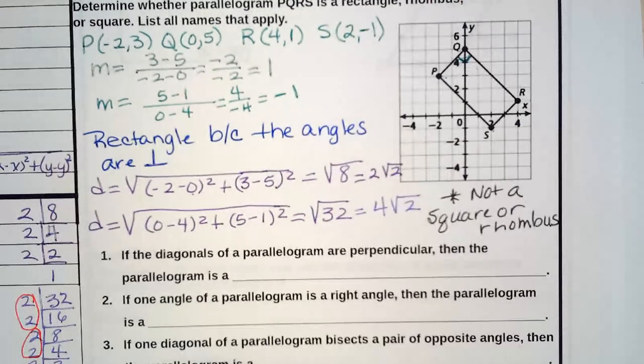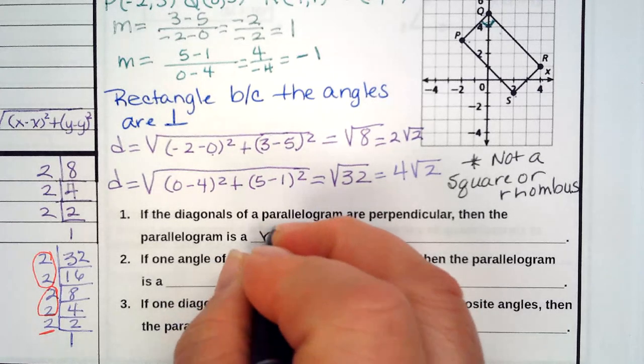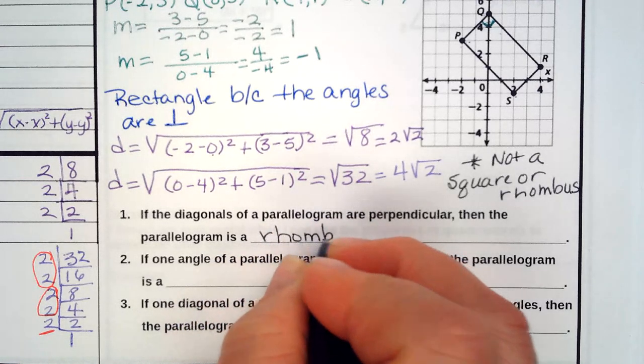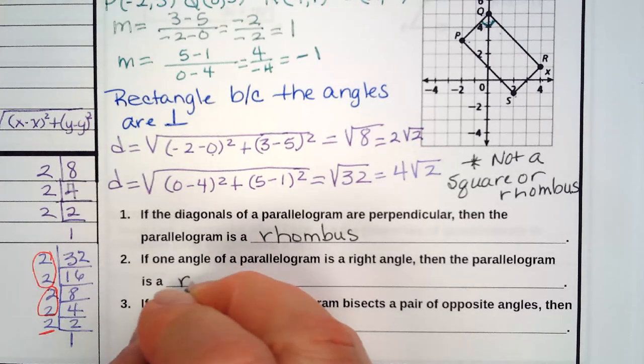Okay, now let's start thinking. Is this enough to determine what kind of parallelogram I have? If the diagonals of a parallelogram are perpendicular, then the parallelogram is a what? If you said rhombus, you would be correct. If one angle of a parallelogram is a right angle, then the parallelogram is a rectangle.